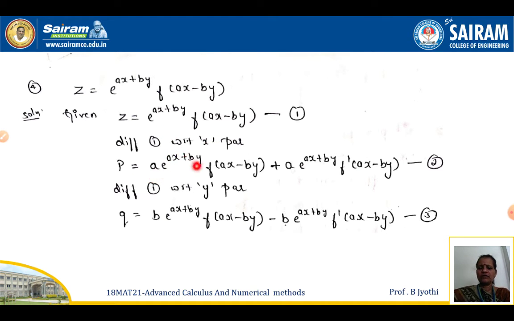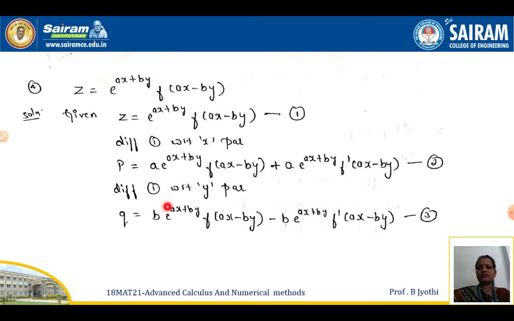A into e power ax plus by is multiplied with f of ax minus by. This time e power ax plus by is differentiated, plus again a is multiplied when we differentiate this f of ax minus by. This ax, when we differentiate, it is multiplied with a. So we get a into e power ax plus by into f dash of ax minus by. Call this as equation number 2.